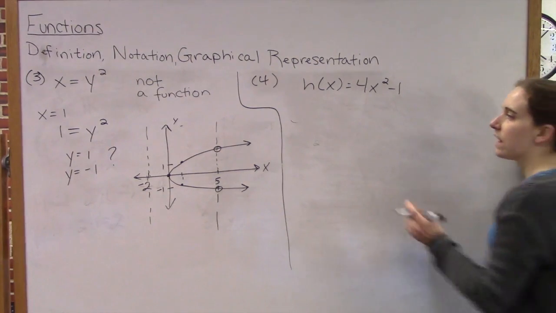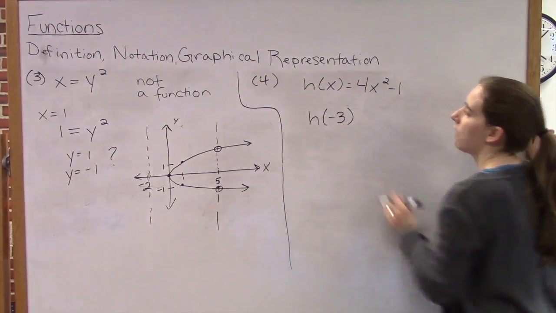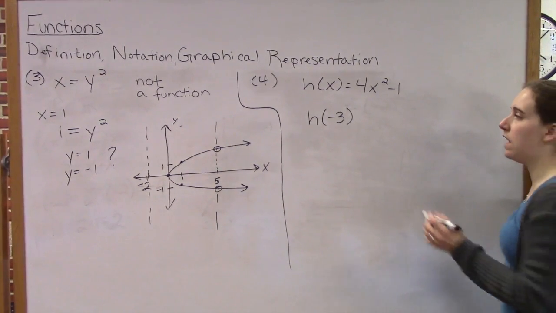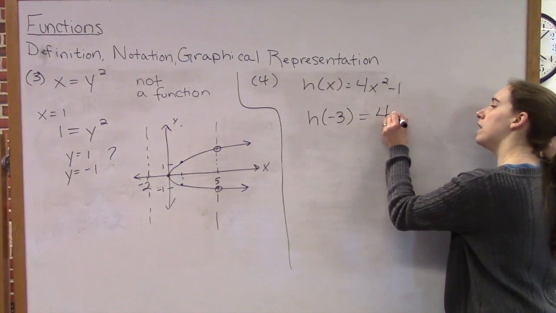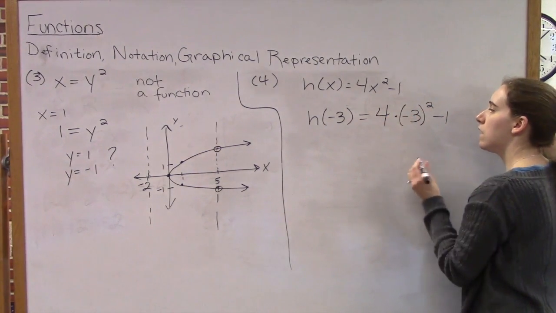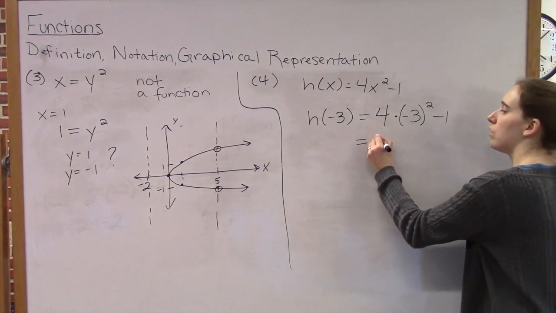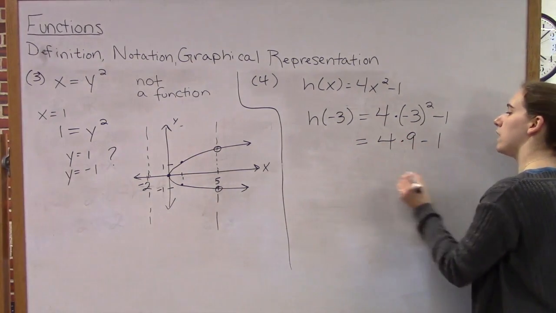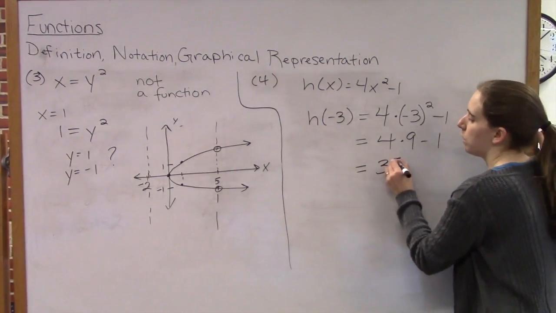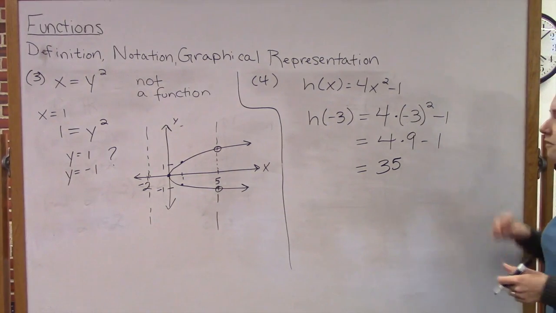So, let's think about h of -3. That means anywhere I have an x in my h of x formula, I want to substitute in a -3. So I'm going to get 4 times -3 squared minus 1. Well, if I square a -3, I get positive 9. So I get 4 times 9 minus 1. Well, 4 times 9 will give me 36, so 36 minus 1 will give me 35. So h of -3 is going to be positive 35.